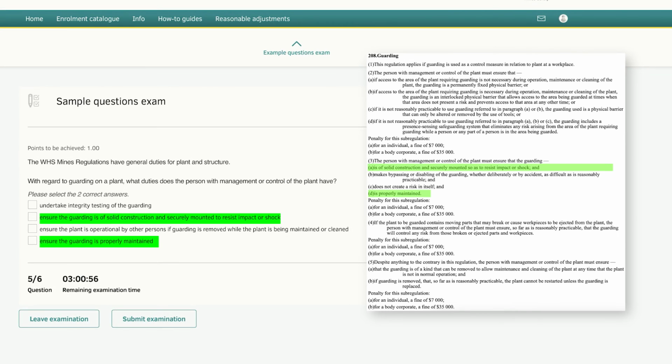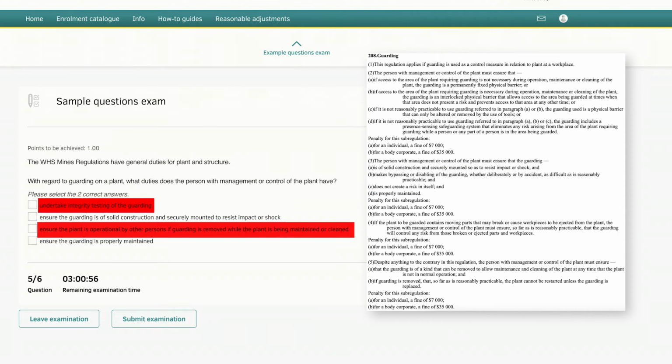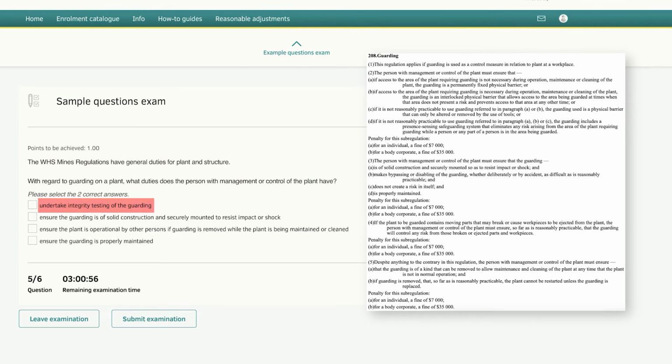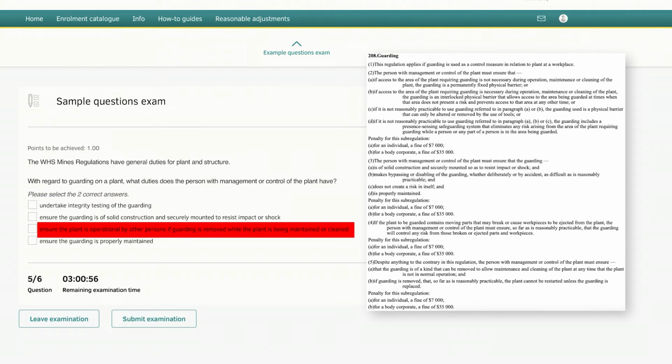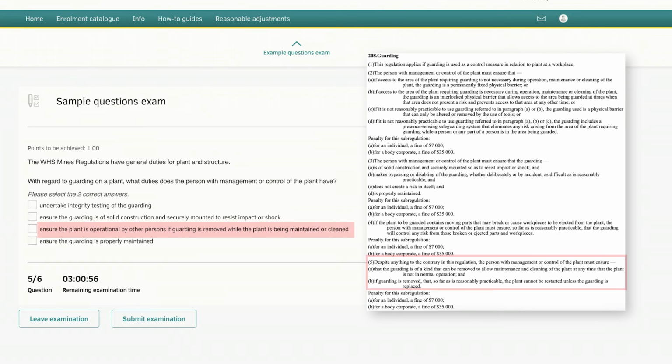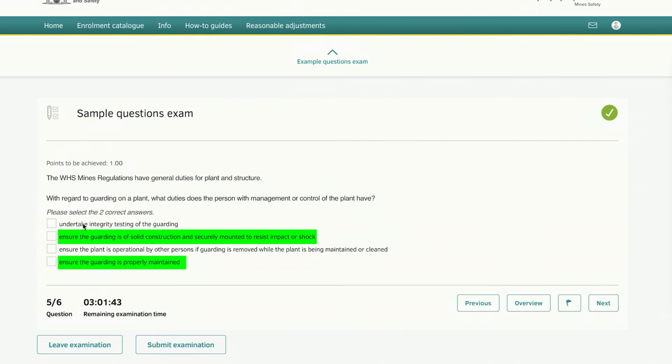The second and fourth answers provided are listed under Regulation 208(3). The first and third answers are not. While integrity testing may be arranged with the person with management or control of the plant to confirm the guarding is properly maintained, it is not their duty personally to do that testing. Whilst under some circumstances, plant may be operated while being maintained or cleaned, Regulation 208(5) indicates that the plant cannot be restarted unless the guarding is replaced. So, the second and fourth answers should be selected as they are correct.